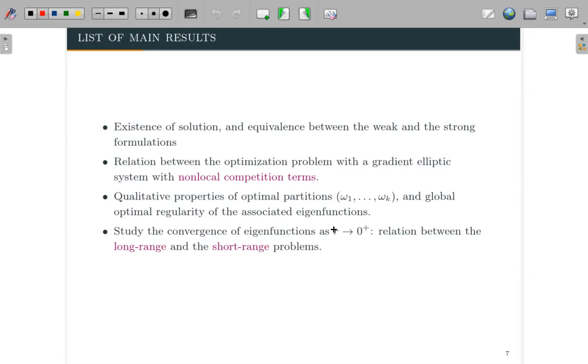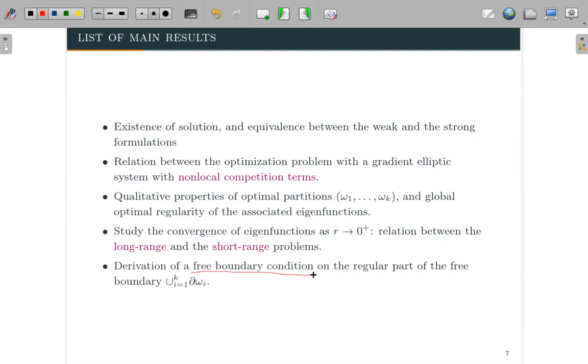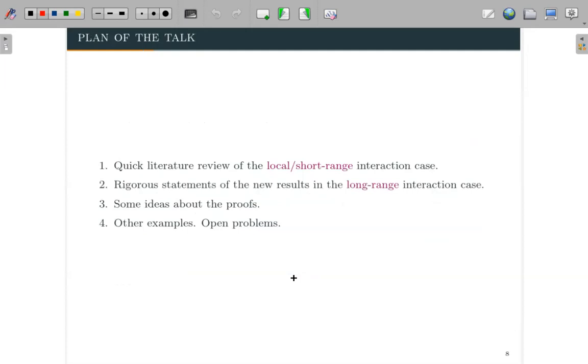And then to study the long range with the short range problem, doing the asymptotics as R going to 0. So this is the recent part of the work, okay? And finally, to deduce a free boundary condition. So I will explain exactly what this is when I state rigorously the results, okay?